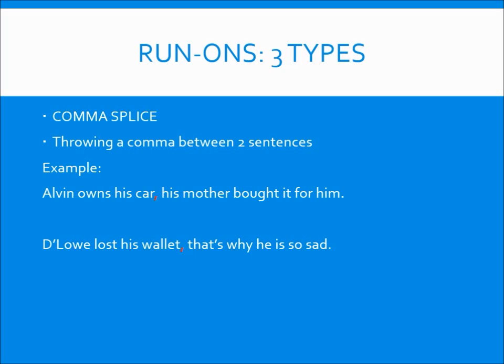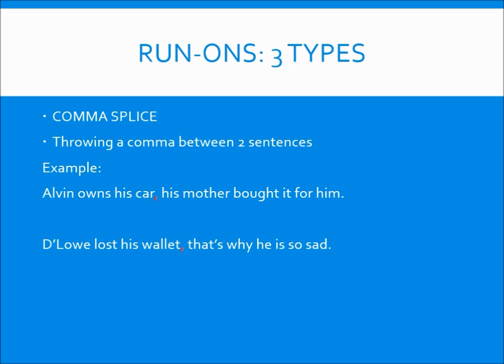Look at this example. Alvin owns his car, comma, his mother bought it for him. Well, we actually have two sentences here. The first sentence is Alvin owns his car. The second sentence is his mother bought it for him. Well, what's the problem here? You have two separate sentences, and we learned a long time ago when you have two sentences, we use a period to stop the sentences, not a comma. So that comma after car is what we would call a comma splice. This is a run-on sentence because two sentences are literally running into each other.